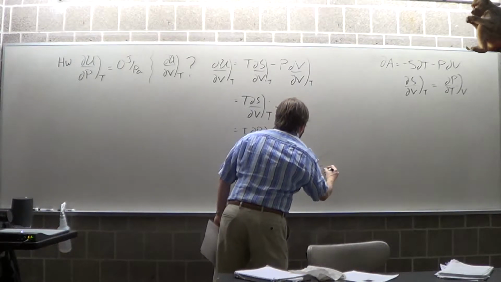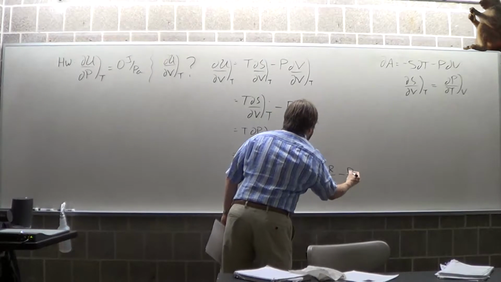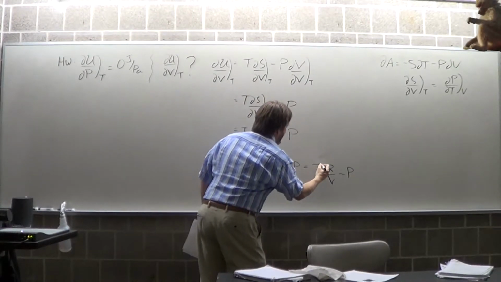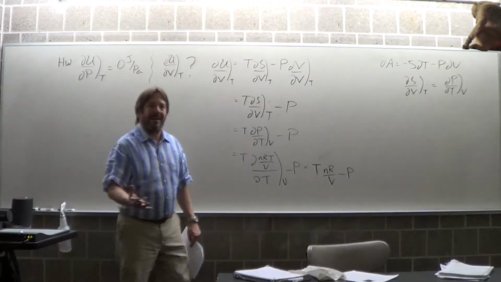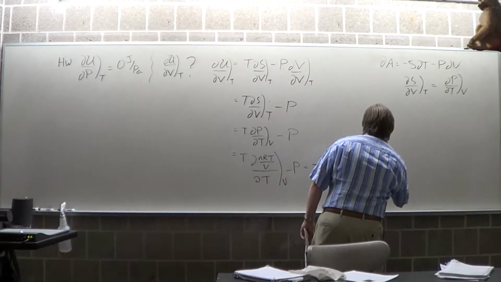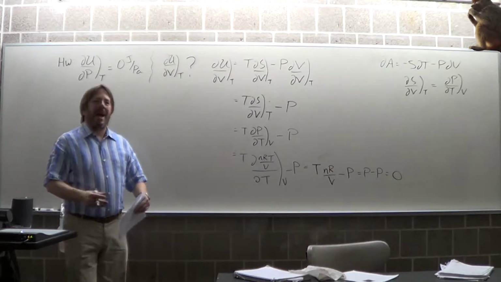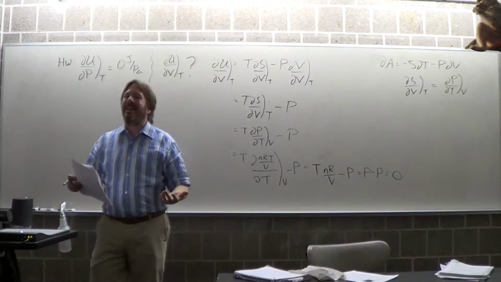T times nR over V minus P. Now what? Sorry, that's not a good T. Okay, now what? Now what do you think? What do you think? P minus P. Yeah, P minus P. There you go. Now, as you can imagine, on your homework, just change the V's to P's.